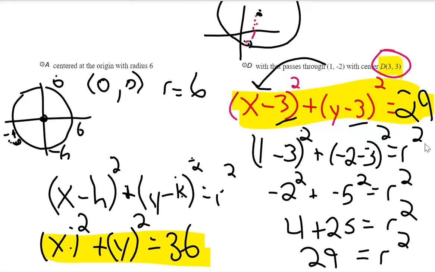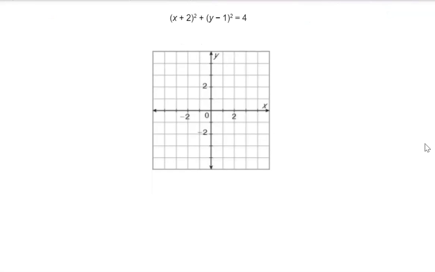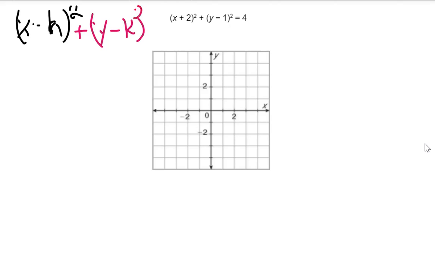Perfect. And we'll do one more. We're just going to graph this one. So I have my center point. Remember, x minus h squared is my general equation, plus y minus k squared, and that whole thing equals my radius squared.